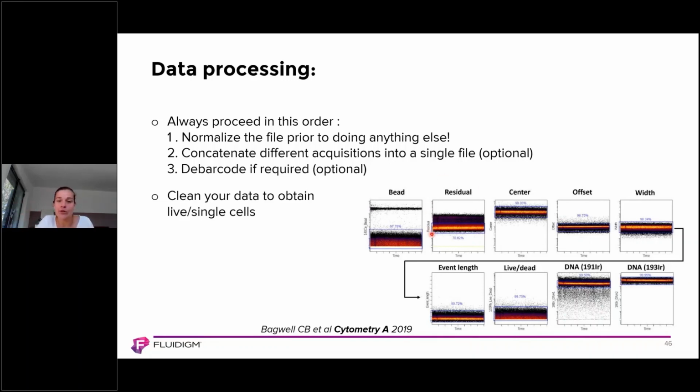You can use the Gaussian parameters that you can see here, the residual, center, offset, and width, which are the Gaussian parameters of the distribution of your ion clouds.